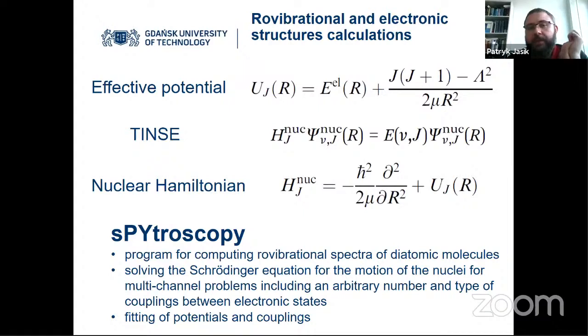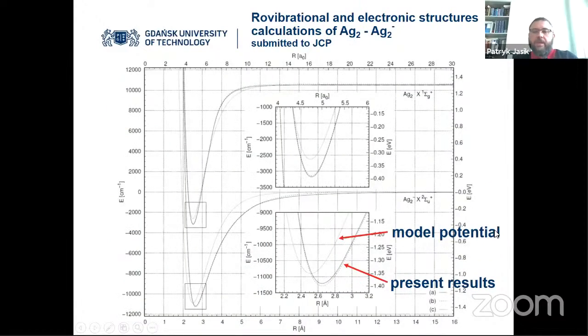To calculate vibrational levels and vibrational wave functions, we solve the time-independent nuclear Schrödinger equation with this nuclear Hamiltonian, and we did this using our new code, spectroscopy. And finally, I would like to show you our new results.